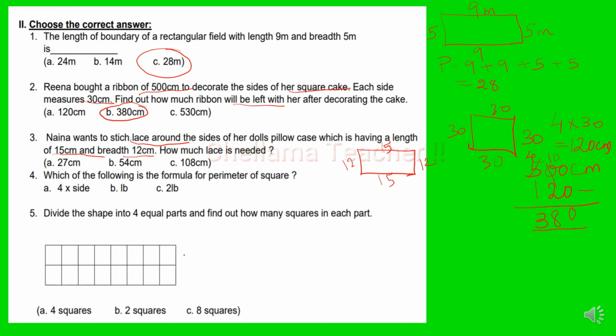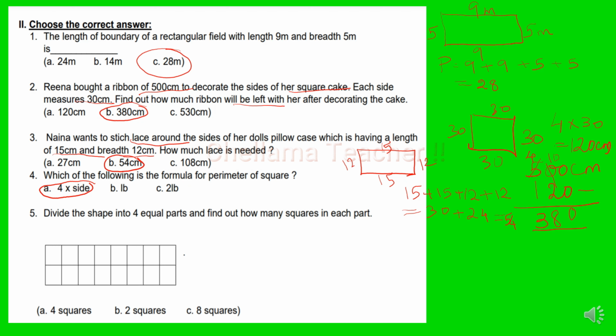The perimeter is 15 plus 15 plus 12 plus 12. So the answer should be 15 plus 15 is 30, and 12 plus 12 is 24. The final answer is 30 plus 24 is 54. So 54 centimeter is the final answer. Which of the following is the formula for perimeter of a square? 4 into side. Option A is the correct answer.